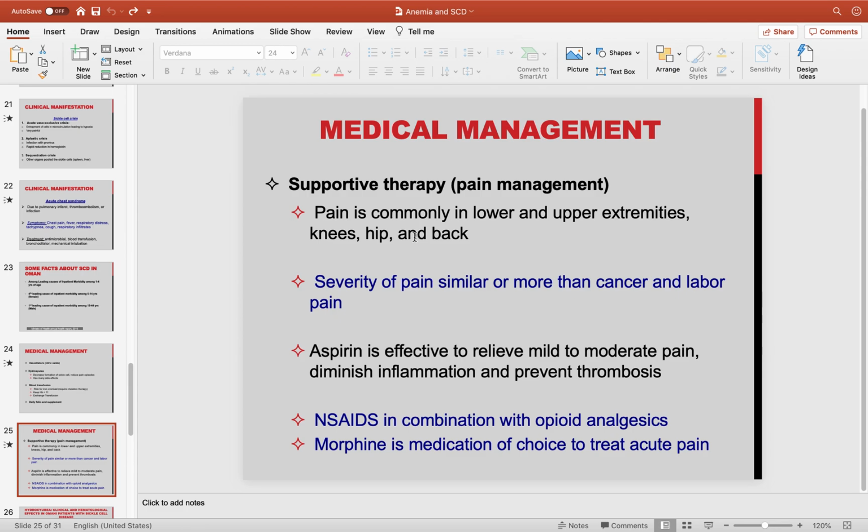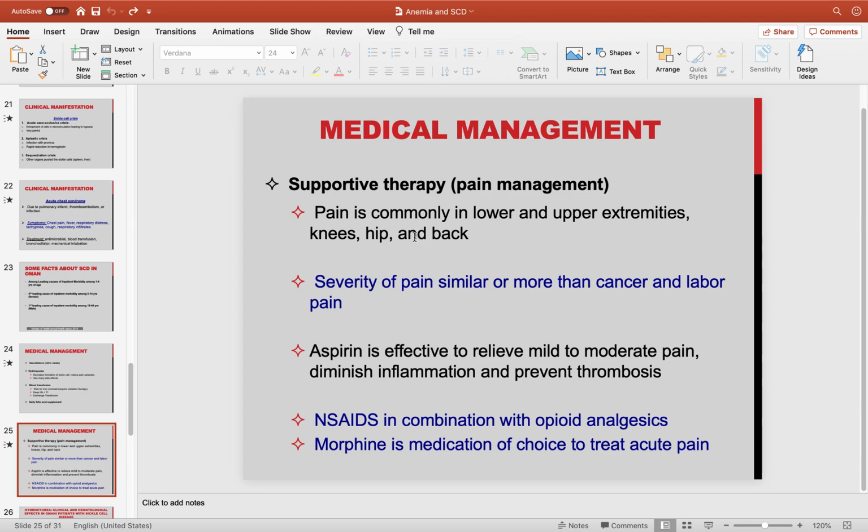So also there are some of the medical management, as I explained here, supportive therapy, which is pain management. Normally patients with sickle cell disease come to the hospital because they are having severe pain. The pain is common in the lower and upper extremities, knee, and sometimes in the back. And the severity of pain is, as I said, very severe, and sometimes more than cancer pain.